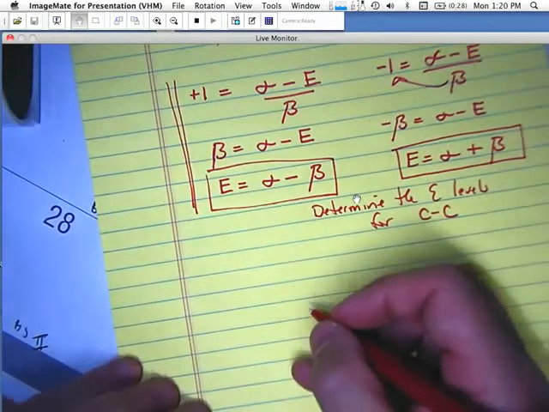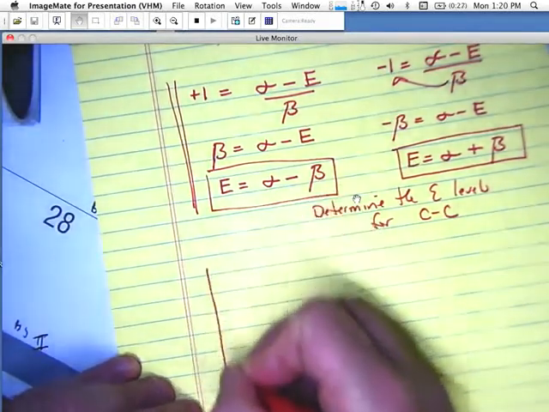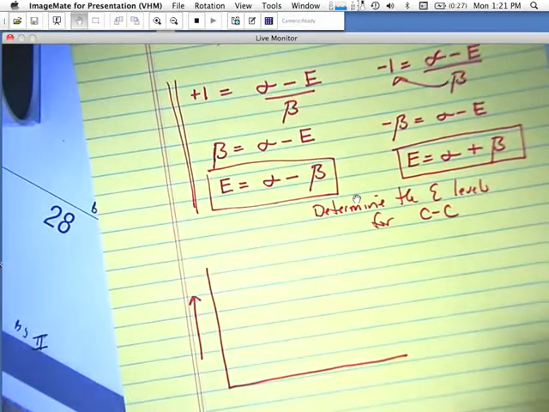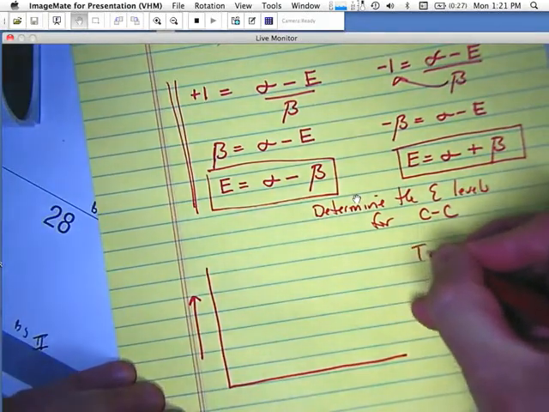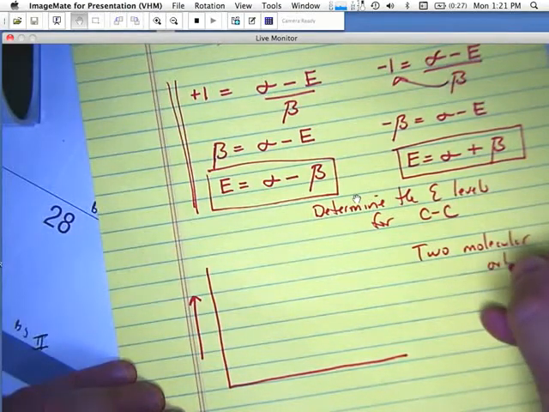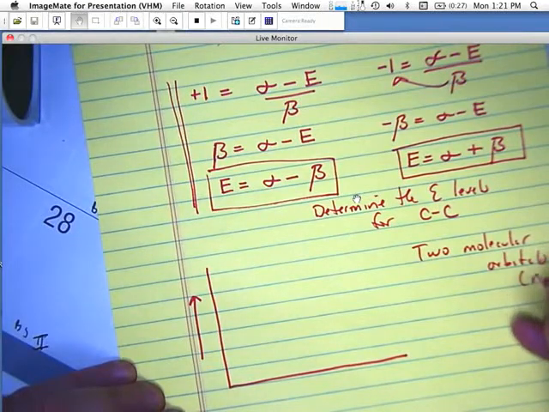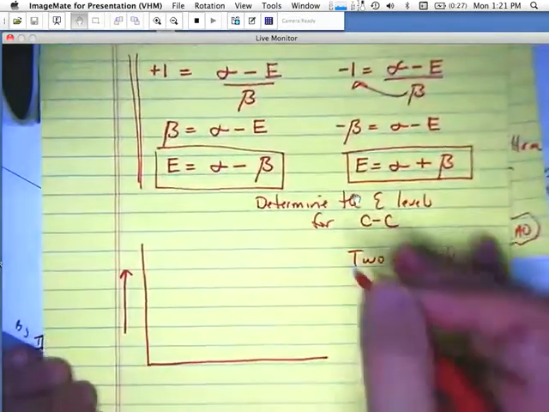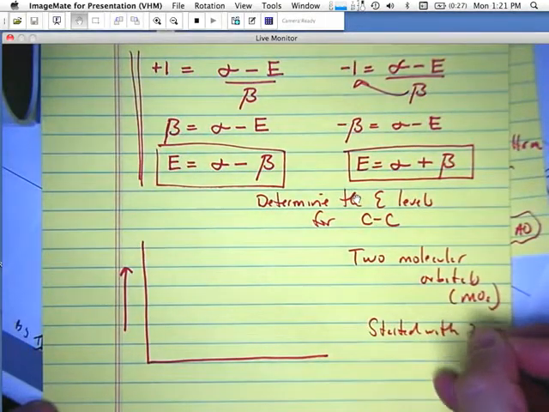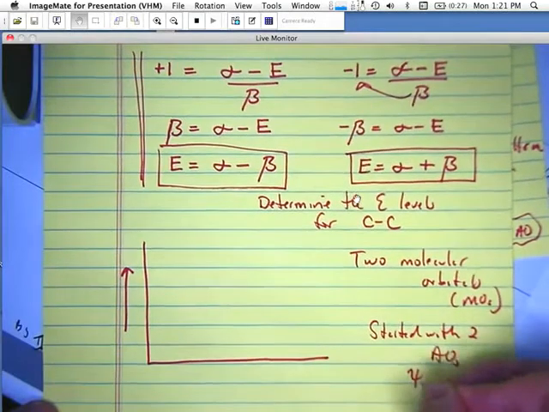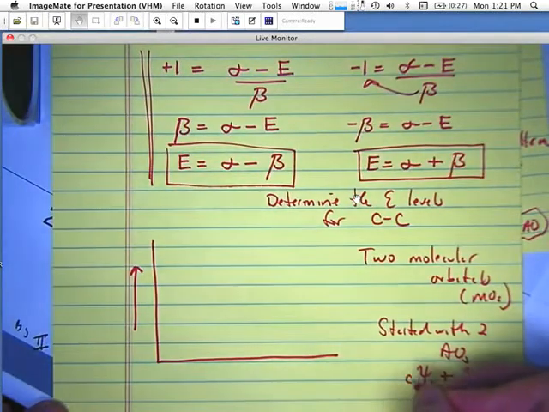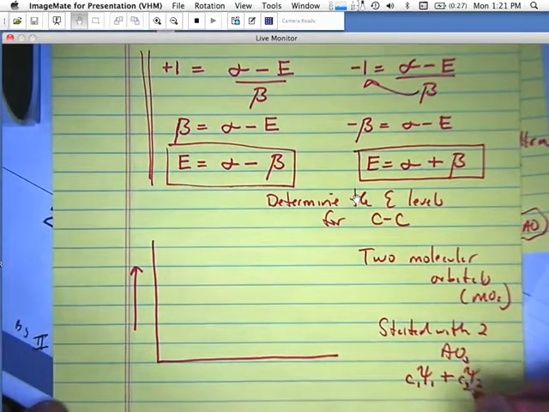Okay, so what that means is, if I build an energy diagram here, and energy is getting higher here, what this is suggesting is that you really will have two molecular orbitals, or MOs. And let me make the point here that you started with two atomic orbitals. Remember psi 1 and psi 2. You added them together and you multiplied each one by some coefficient, which we'll talk about momentarily.